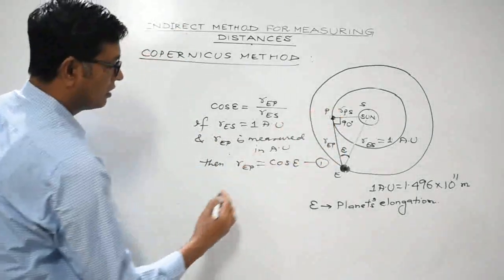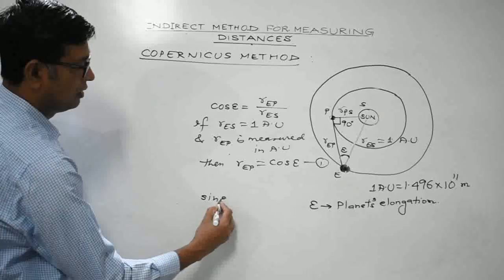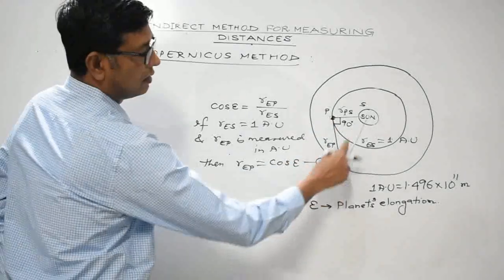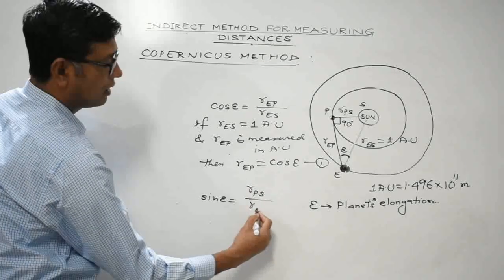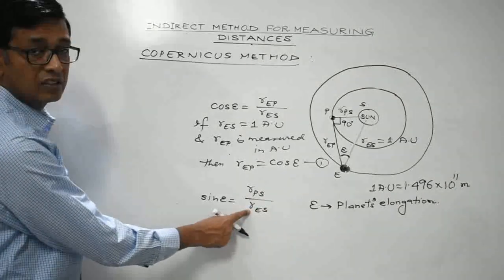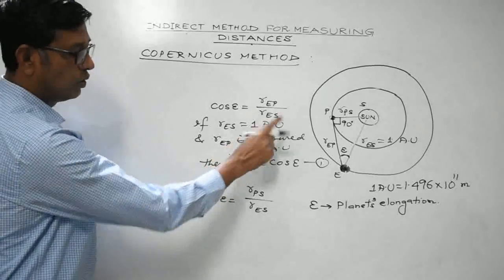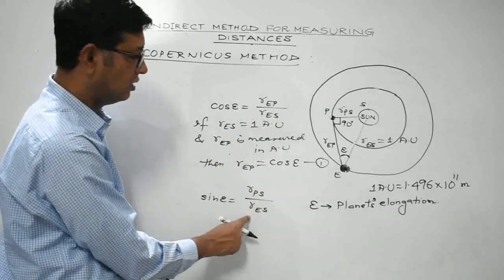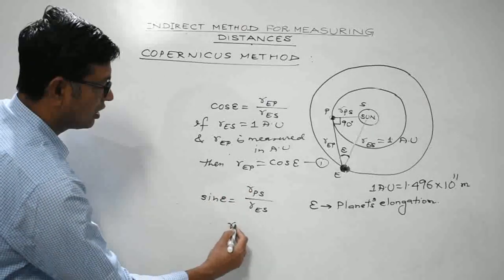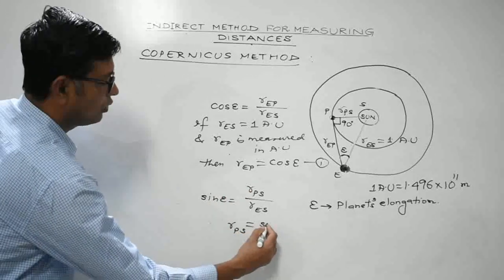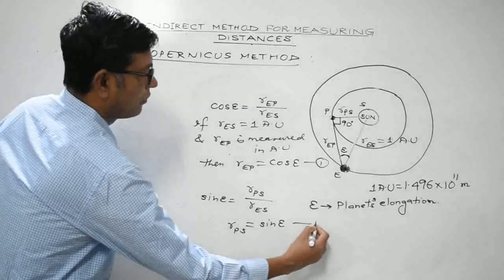Second is, we'll consider sin E. Sin E is perpendicular by hypotenuse, that is RPS divided by RES. Again, if this is considered to be 1 AU, which is known to us, it is the distance of the Sun from the Earth, this will also be in AU, astronomical unit. So in such a scenario, RPS will be equal to sin E.